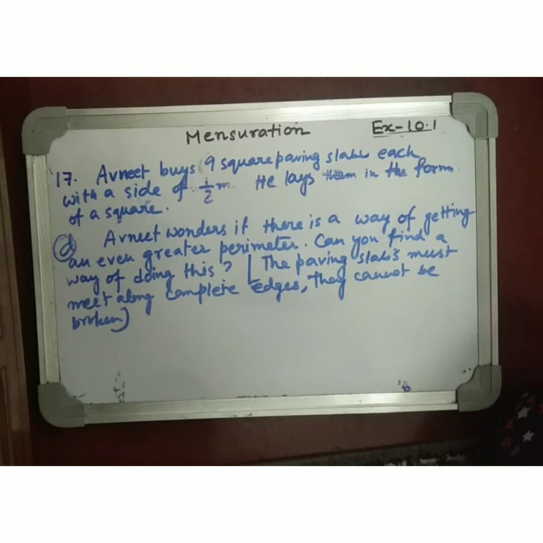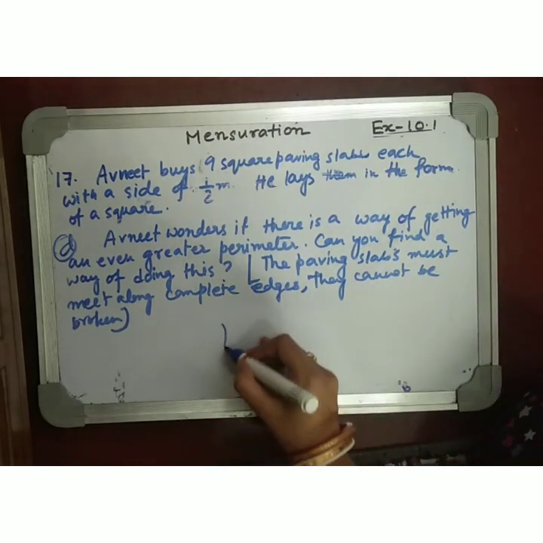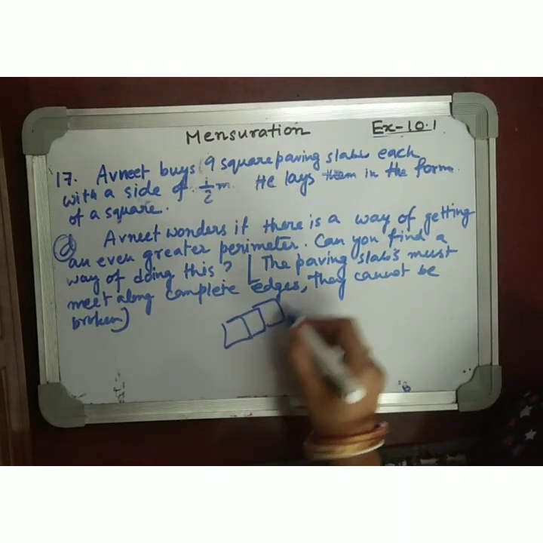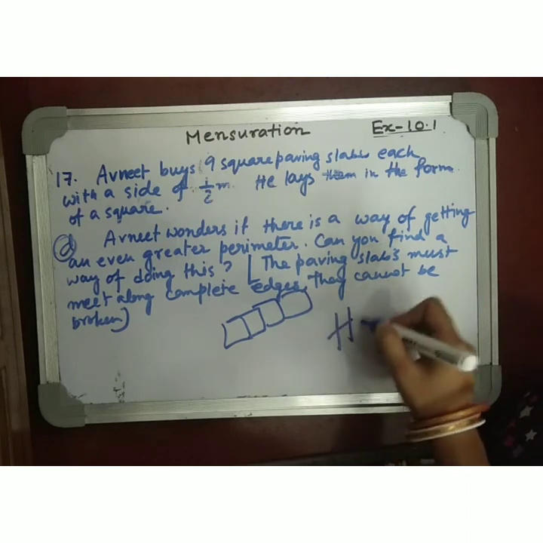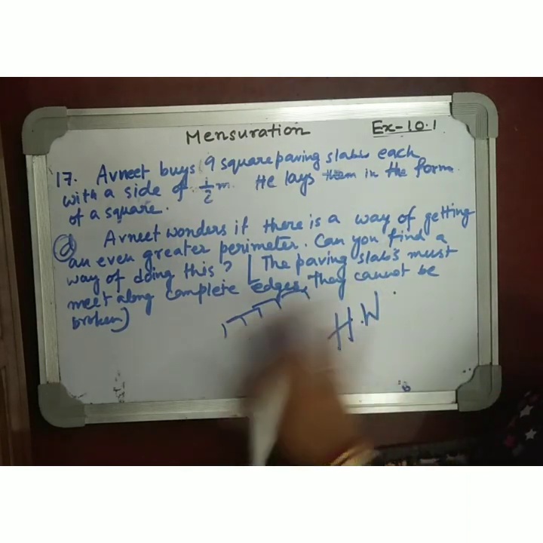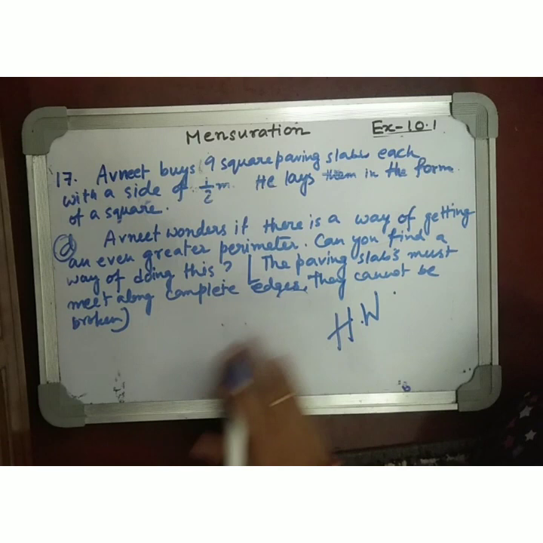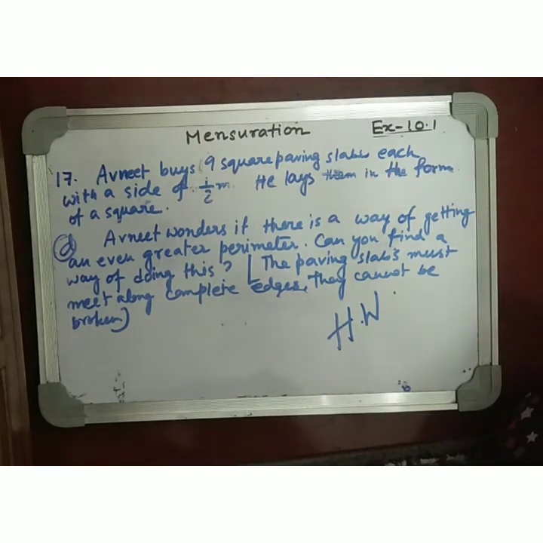Can you find a way of doing this? It means using those 9 squares you have to make a figure which will have more than 10 meter perimeter. So you have to find it. First you will try it at your home. This will be your homework. If you are able to do it, then don't forget to inform me.